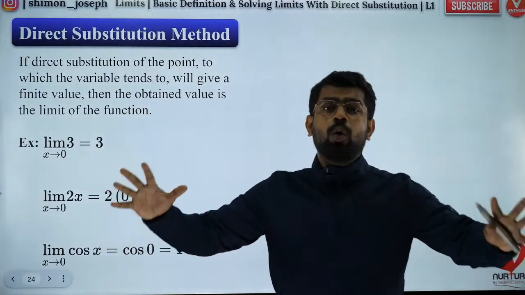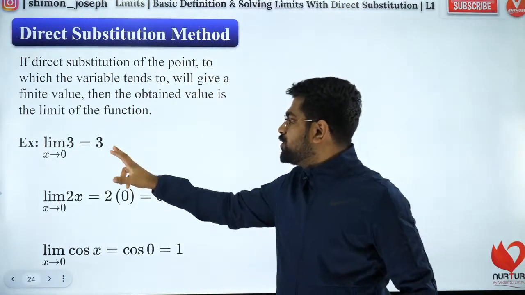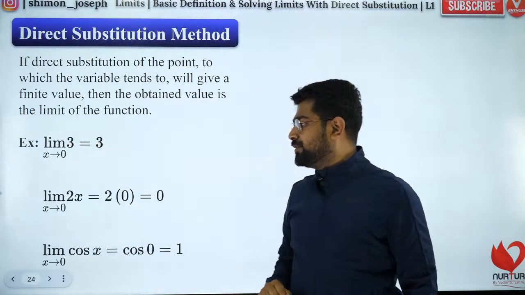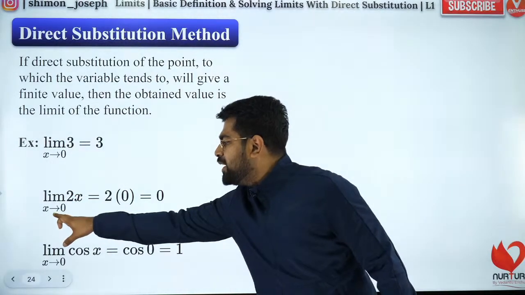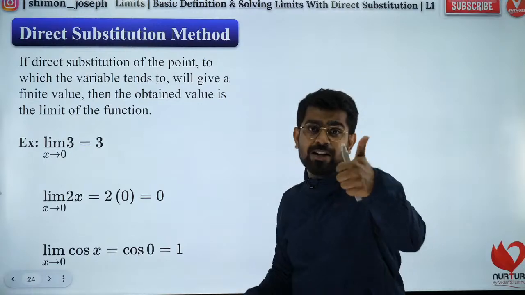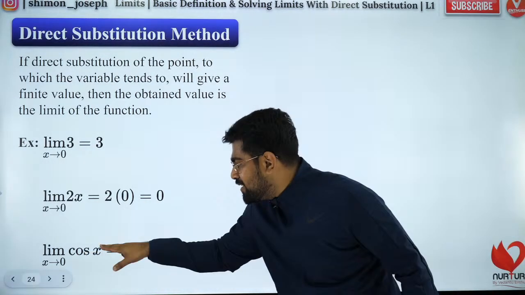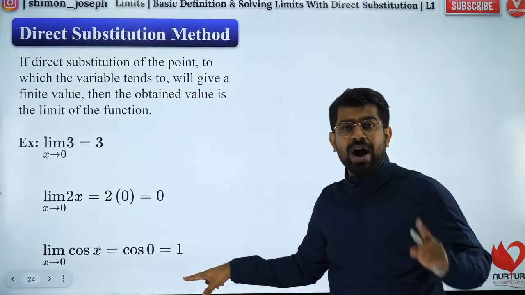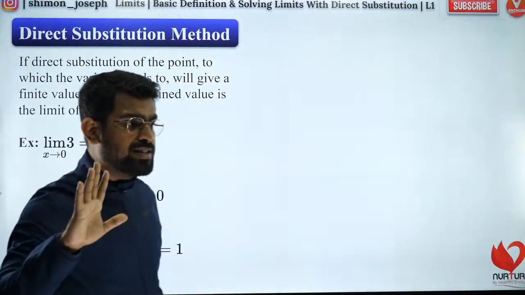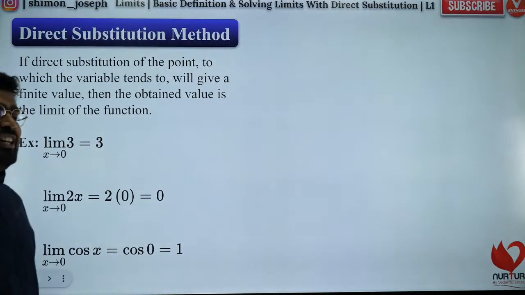Direct substitution means whatever x tending to they gave, you just put that value inside. So here it's a constant. X is not even there. So the limit is directly 3 only. Here 2x. Directly put x as 0. Am I getting a finite value? Yes, I am getting a finite value. Then no problem. That's your answer. Then you have cos x. Put x as 0. Cos 0, I got value 1. Is it a finite value? Yes. Am I facing any problem? No. So that's my answer. So this is the easiest method. I hope you guys are all able to follow.